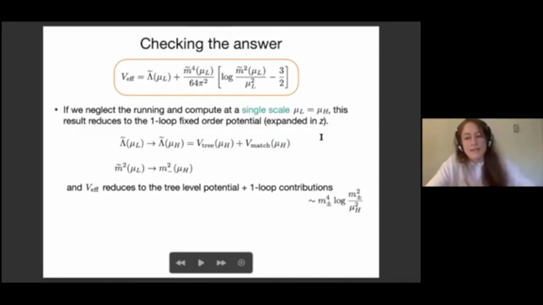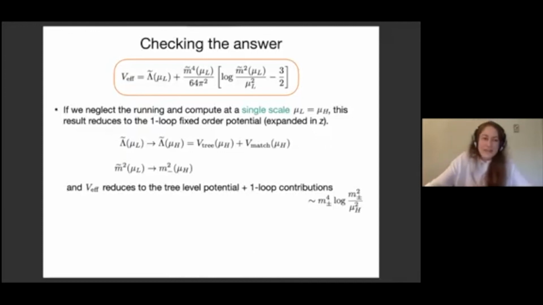So the first comment is straightforward. If I just neglect the running and compute at a single scale, then this just reduces to the 1 loop fixed order potential expanded in the Z power counting expansion. So this is a trivial statement. This had to be true if I did things correctly. If I just forget about the RG improvement and set all the scales equal to the same thing, I would have just gotten the expanded out 1 loop fixed order effective potential.